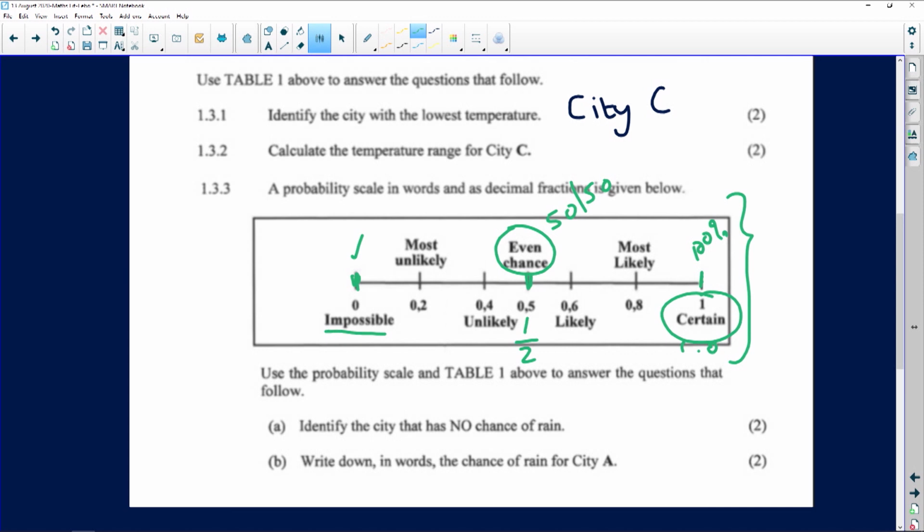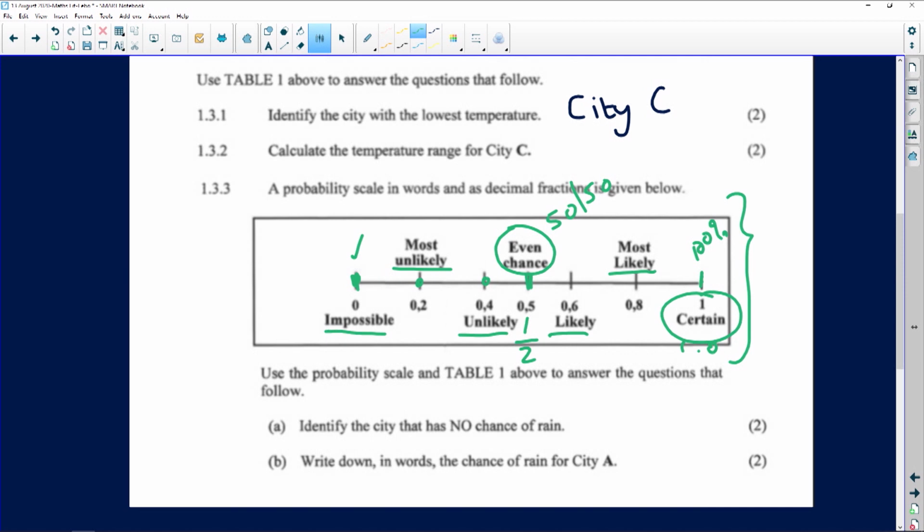So if you're going in between 0 and 0.5, we are given 0.2 and 0.4. 0.2 is most unlikely, so it's most unlikely that you'd get something happening in that particular case. And 0.4 is unlikely, and then we have our even. 0.6 is likely, 0.8 is most likely, leaving us with certain over there.